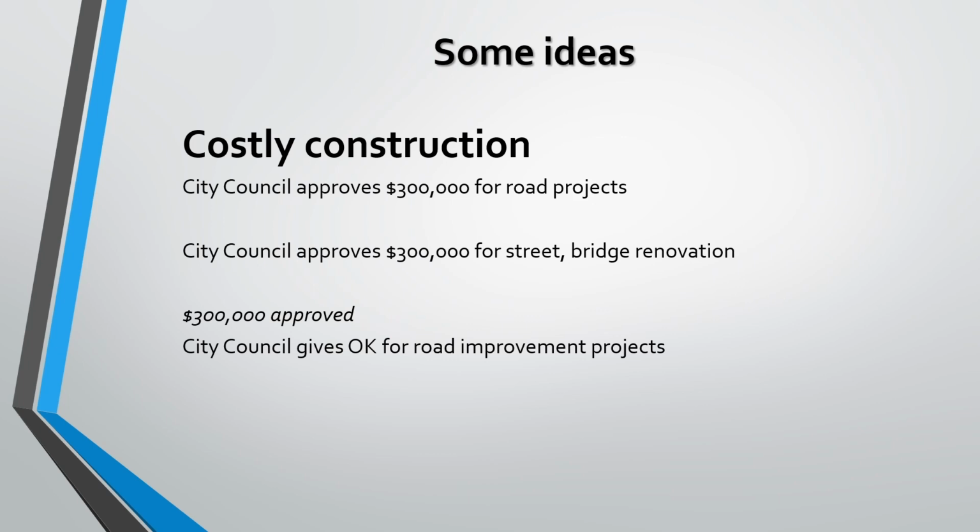The next one is a simple banner. City Council approves $300,000 for street and bridge renovation, with the last one being a kicker, simply saying $300,000 approved, and the printout City Council gives okay for road improvement projects.